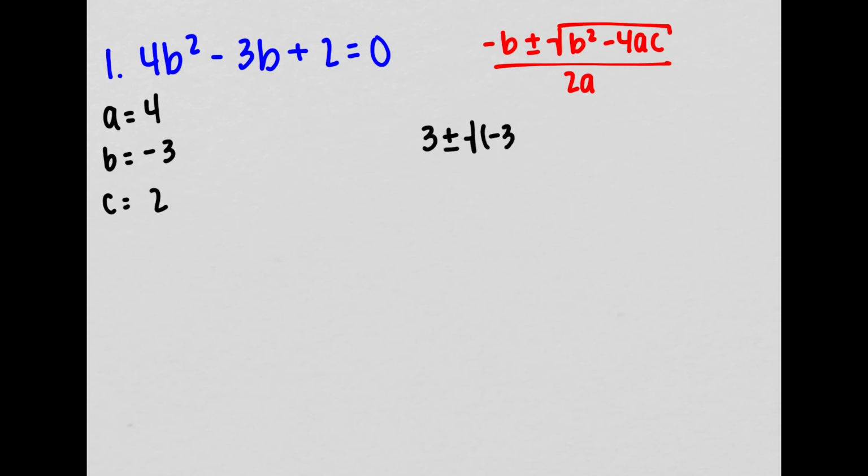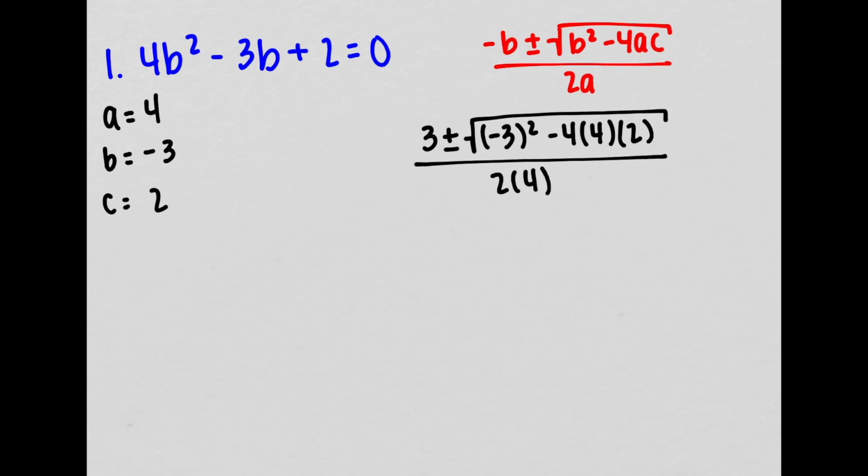is negative 3 squared, minus 4 times a, so 4 times 4, times c, which is 2, and it's all over 2 times a, which is 2 times 4. We now start simplifying, so I have 3 plus or minus the square root of 3 squared, or negative 3 squared is negative 3 times negative 3, which is 9. And I have negative 4 times 4, which is negative 16, times 2, which is negative 32. And it's all over 2 times 4, which is 8.